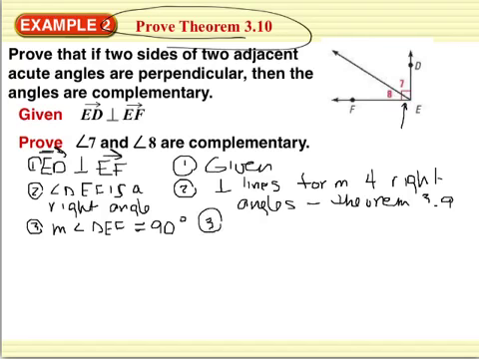We know that because of the definition of right angles.